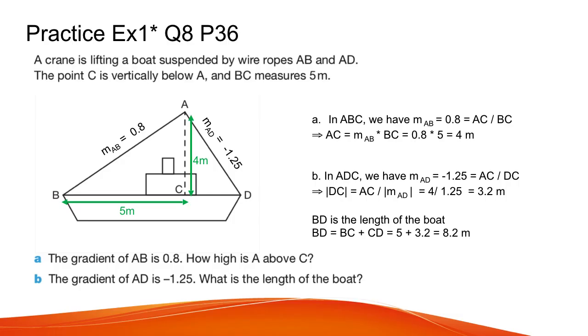And then you can, of course, see how we also calculated, if the gradient is 0.8 in the other triangle, what is the total length of the boat. All we need to do is to find DC, which we have found as 3.2 meters, and then add BC and DC. BC and CD or DC, all together they give you the length of that particular boat.